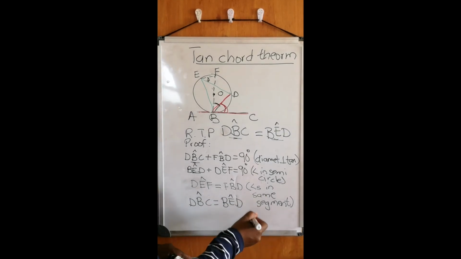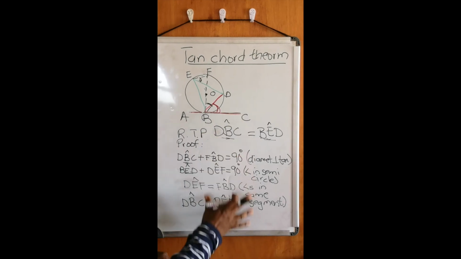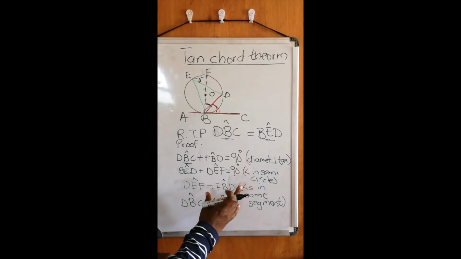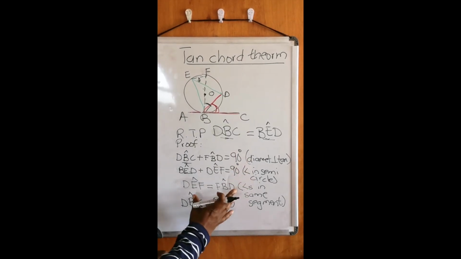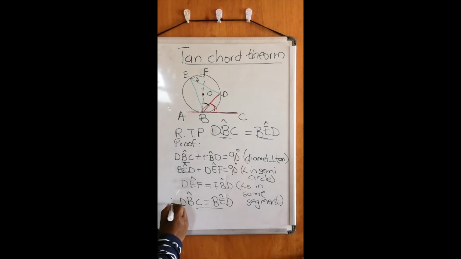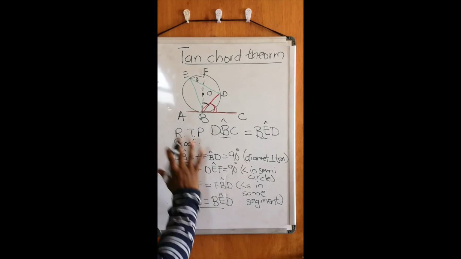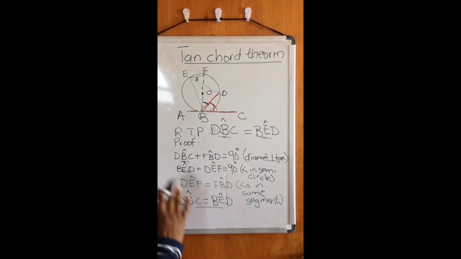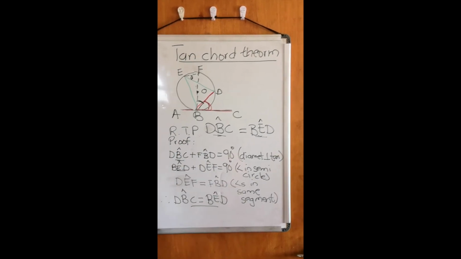You don't write Tan Chord Theorem. When you're proving a theorem, you don't write that theorem as one of your reasons. When you have done that, we are done with your question. That's your answer. That's your proof. Usually 5 marks in an exam. That's all you need. Thank you.